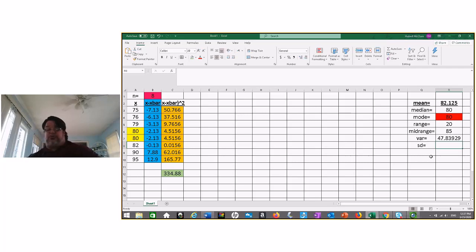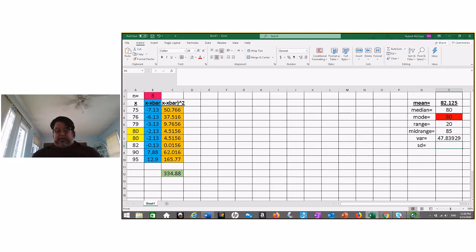47.839. Because you're supposed to round in statistics and mathematics at the very end, you might want to keep a couple of digits until the very end. All right, now there's my variance, and then what is the standard deviation? It's the square root of the variance.